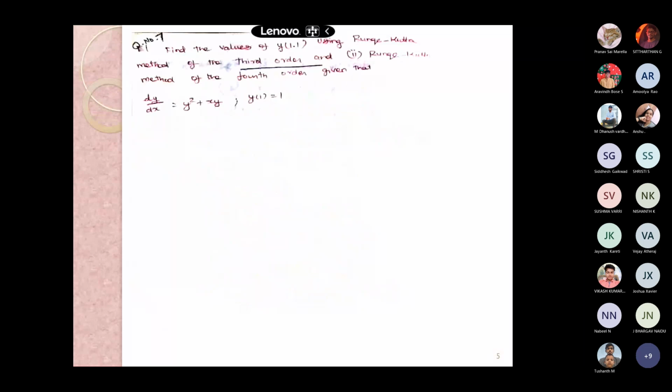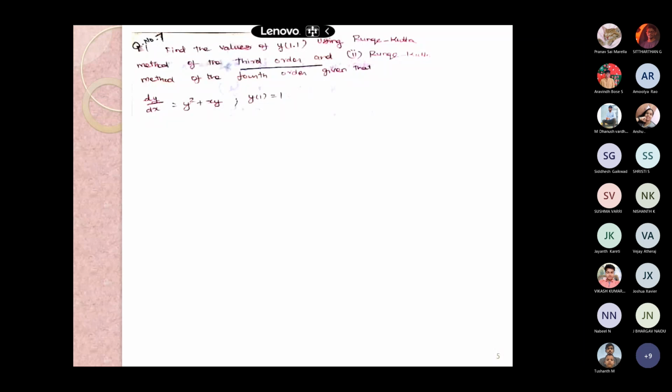And this is the problem, exercise number 1. Please make a note. I think we don't have sufficient time to note down these problems. Anyway, I'll share this PPT once the class is over. Through that PPT, you can copy down these things. Find the value of y of 1.1 using the Runge-Kutta method of the third order and the Runge-Kutta method of fourth order.